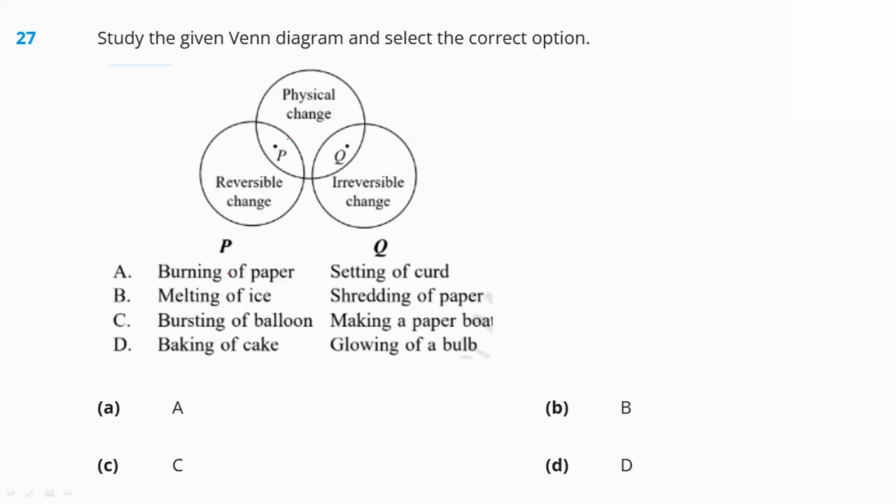So burning of paper is physical, chemical, and irreversible change, and setting of curd is also chemical and irreversible change. Melting of ice is physical and reversible change, and shredding of paper is physical but irreversible change. So option number B is our right answer. P is reversible and physical, that is melting of ice, and Q is irreversible and physical, which is shredding of paper. So option number B is our right answer.